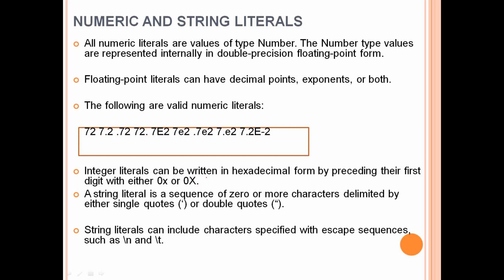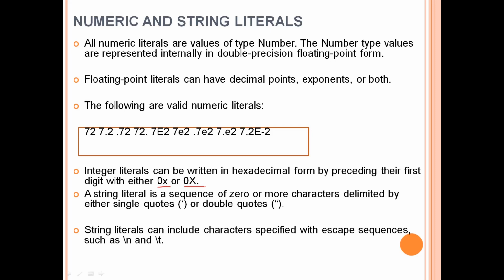Integer literals can be written in hexadecimal form by preceding their first digit with either 0x or 0X. We can specifically pass integer literals in hexadecimal form by using 0x or 0X before the digits.